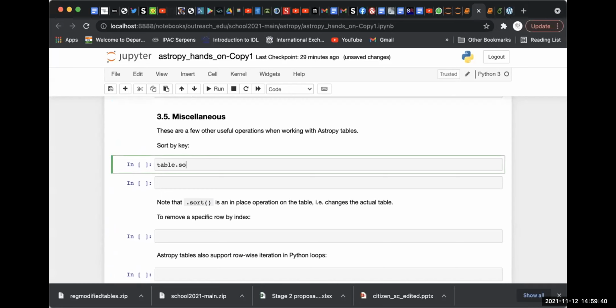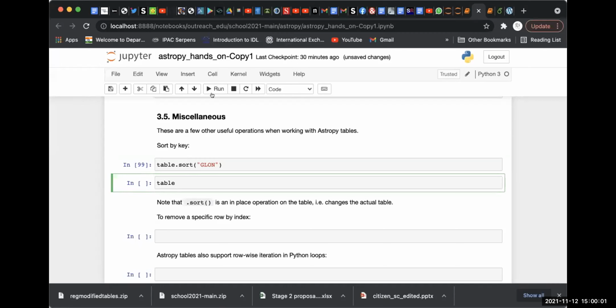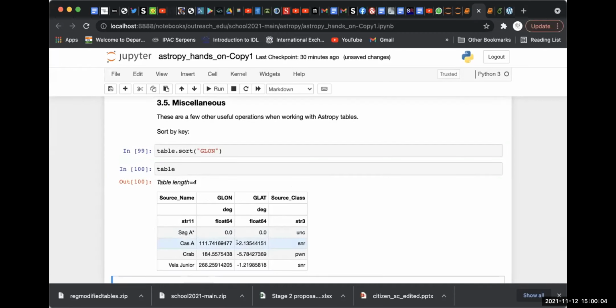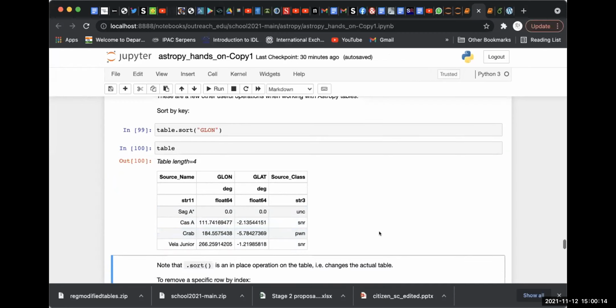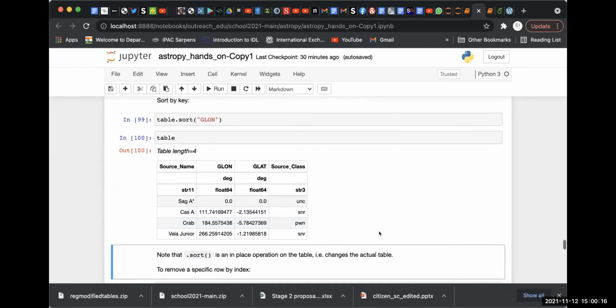For example, you can do a table sort, right? So supposing we want to sort our table on the basis of galactic longitude, I have to copy exactly LON in caps. I can sort it, so then it's going to sort the table. And then I can view my table and you can see that here it has sorted it in terms of galactic longitudes, right? So you have 0 and then you have 111, 184, 266. So it has sorted it based on that, right?